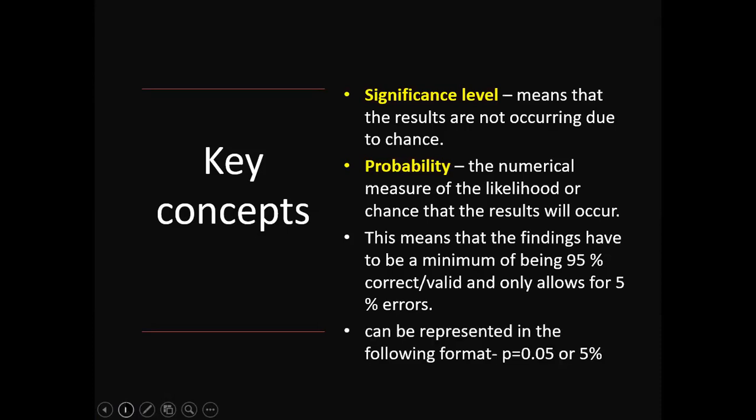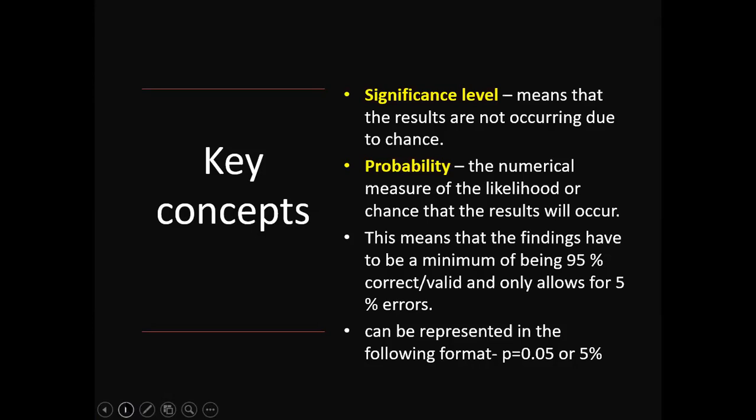And that can be represented in psychology. In the majority of sciences, you will find that probability or significance level is set at 5%. And we can write it as 5%, or P, which stands for probability, equals 0.05. And that is the equivalent of 5%. These will make more sense when we start doing the test, but it's just to get you to get your head around these concepts.